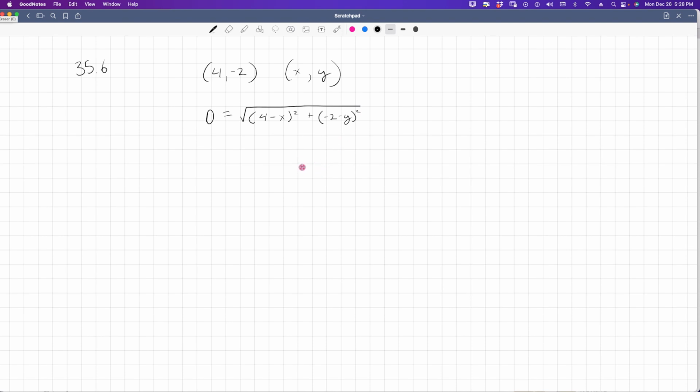That is our answer. Now, we could rewrite it a different way. We could write X minus 4 squared plus Y plus 2 squared, because a negative times a negative is a positive. So we could write it this way, or we could write it this way. Either way, we would still get the same answer. All right, those are our two possible answers for 35.6.